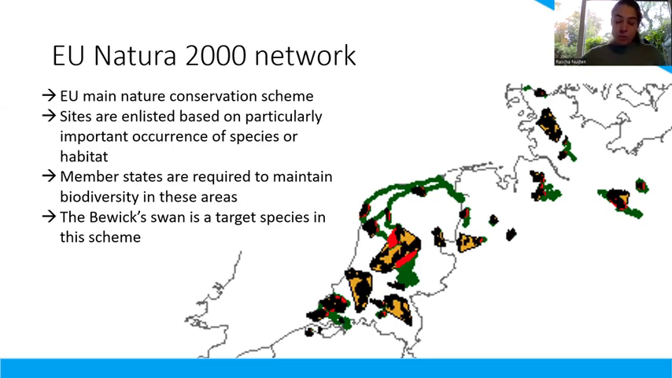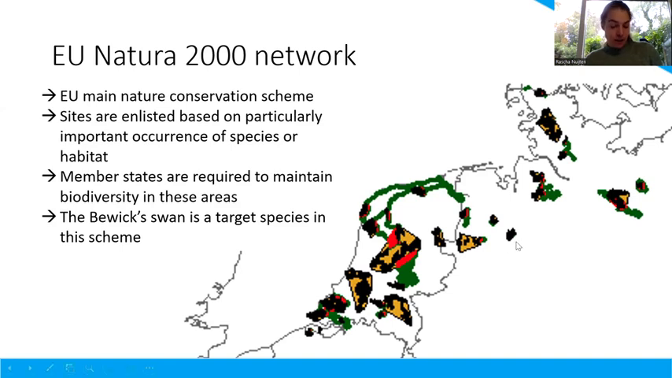It seems that although the Bewick's swan is a target species in many Natura 2000 sites, the core sites of the Bewick's swan winter network are not protected by the EU nature conservation legislation. A small note here is that there are protected areas installed at a national level as well that I do not show here. They have a different form of protection and are differently legally represented.